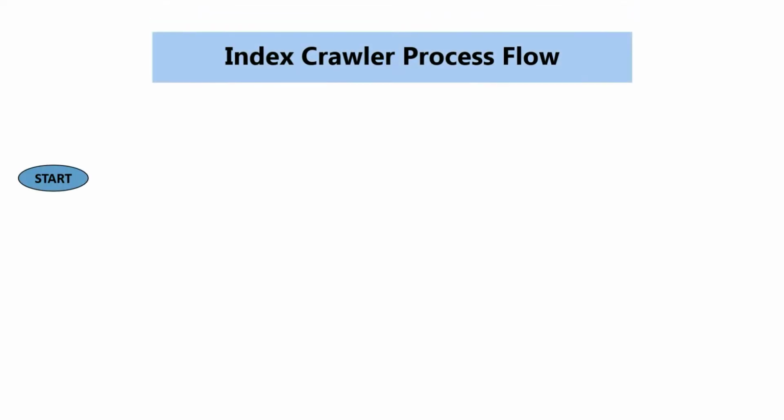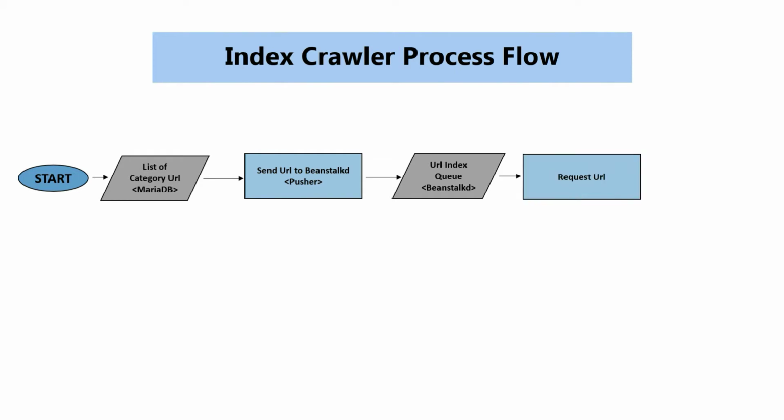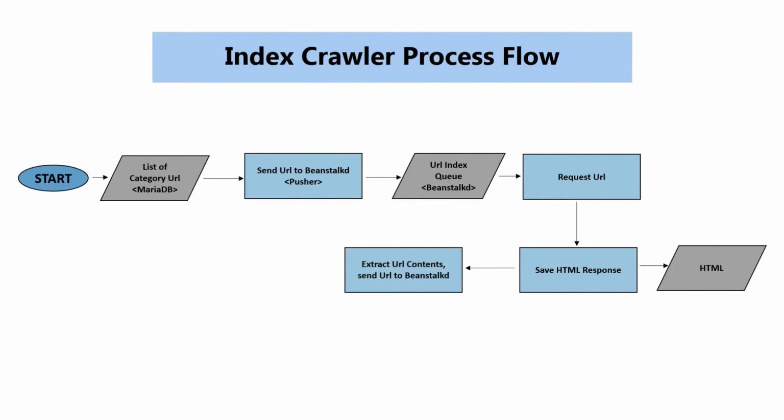Starting from MariaDB, Pusher will read category URL and send it to queue at Beanstalk. And then index crawler will send requests to the URL. The HTML response will be saved, and then index crawler will extract the URL for contents and send it to queue at Beanstalk for content crawler.